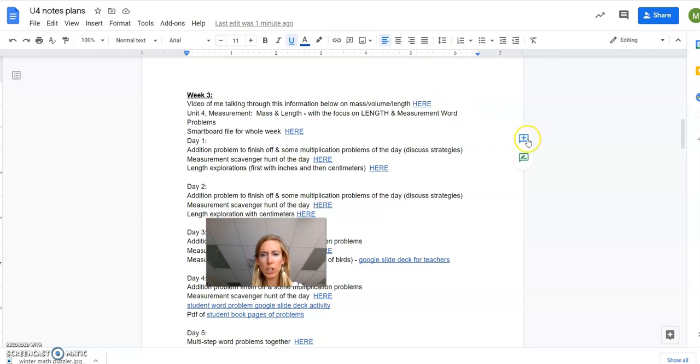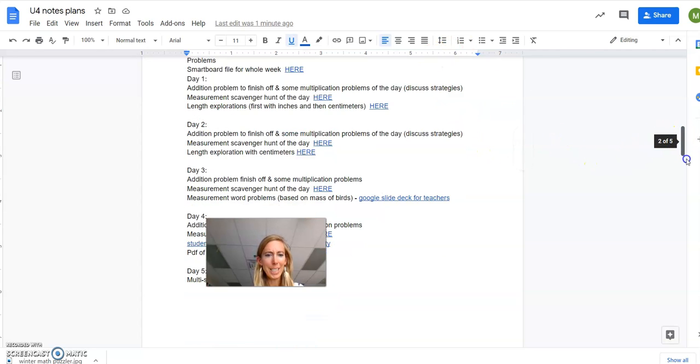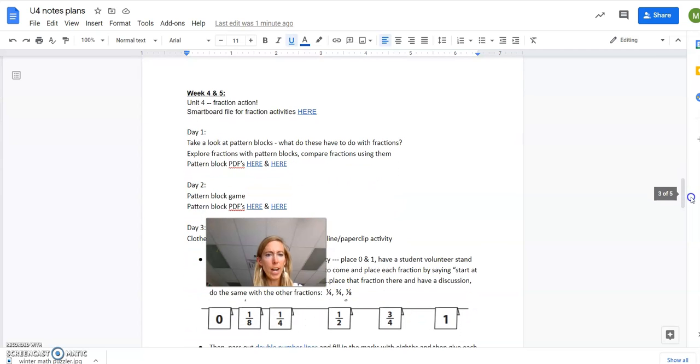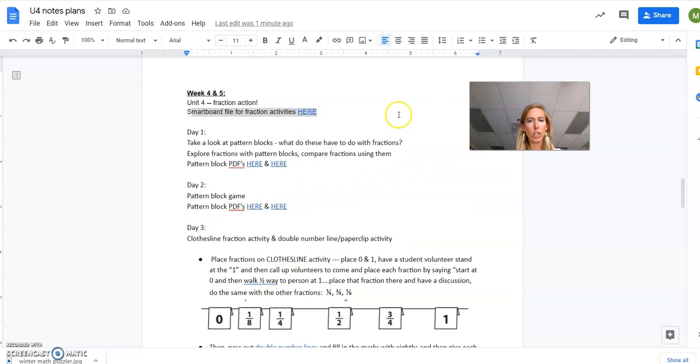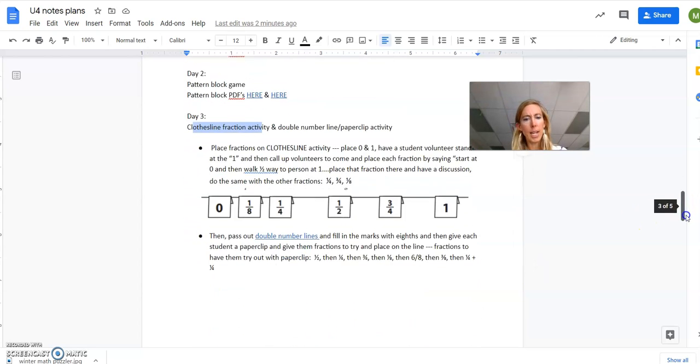All right, so we finished with the mass, volume, and length, and so now the last part of it is fractions: fraction action. So here's the smartboard file for all these activities listed below if you wish to make use of that. There are many PDFs that could be used each day, and you can find those in the links there to peruse. And then you're bringing back the clothesline where you hang up that piece of string in the room, and you have these on little note cards or pieces of paper that hang on it.